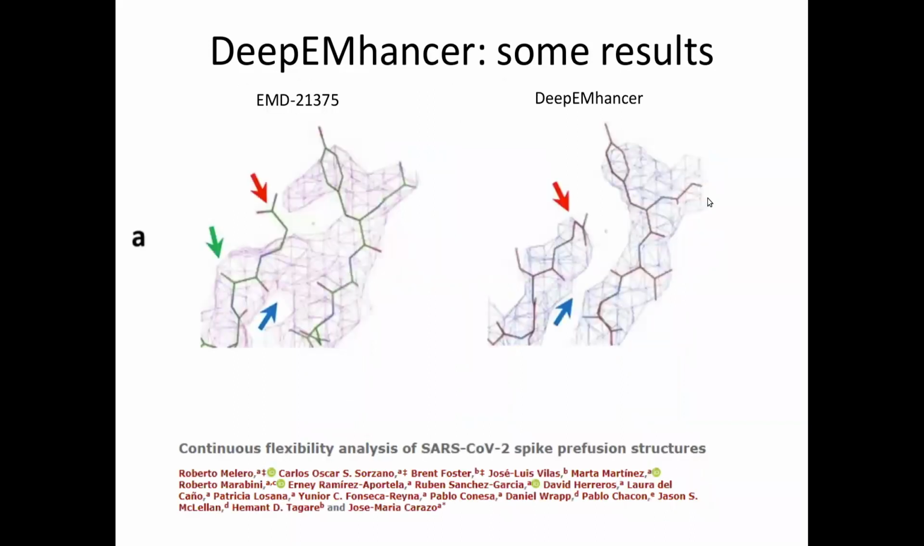This loop becomes clearer, and indeed you are able to trace this part of the loop thanks to these enhancements. And this is just my final example from another publication, in which you can see how DeepEMhancer has been able to better separate the two chains of the protein, so that you can model it better.